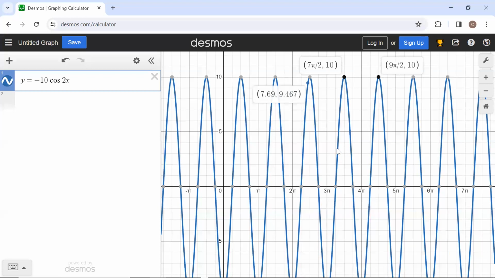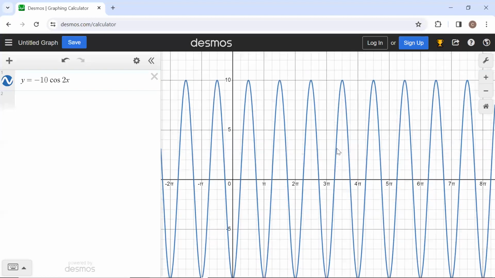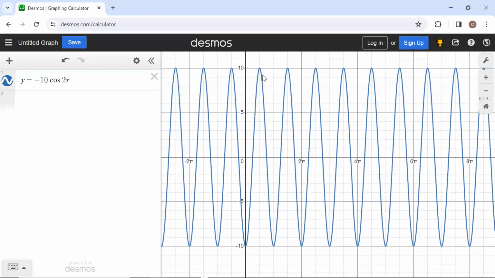Because there's a negative 10 in front, a is negative 10. That's why the graph is flipped vertically. That means instead of going from maximum to minimum, then to maximum, this one starts at time 0 at the minimum, goes to maximum, then goes to minimum. And the amplitude, you can see the graph is very tall because the amplitude is 10. That means the top half of the graph will be from 0 to 10, and the bottom half will be from 0 to negative 10. So that's how the trigo graph works.